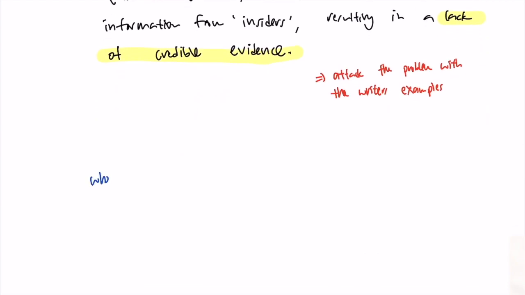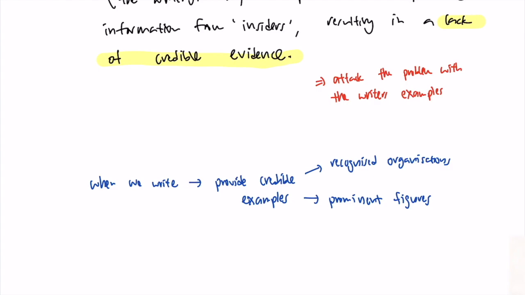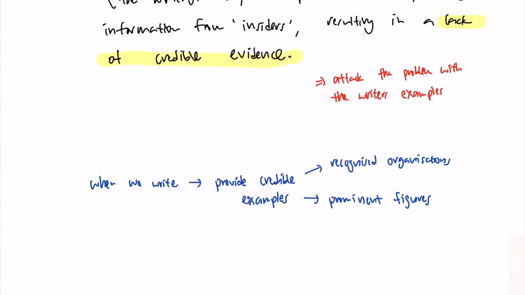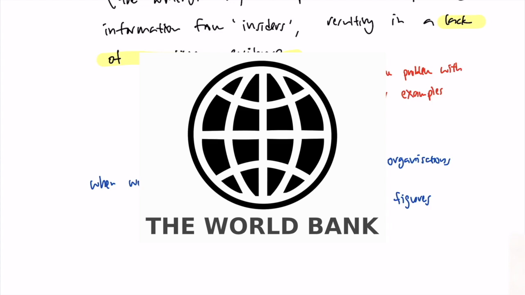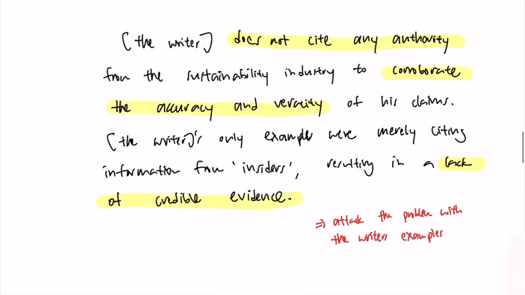So, whenever we write or whenever we try to craft an argument, we should always provide credible examples, which are examples from recognized organizations or by prominent figures. Right? For instance, if we want to make an argument about economics, one is more likely to believe an article who cites an economic professor from the University of Harvard rather than an economics student who still hasn't graduated from junior college. In terms of organizations, one can even cite studies done by renowned organizations or international organizations such as the World Bank or firms such as Deloitte, which are famous for their research. So, these are ways that we use credible examples.